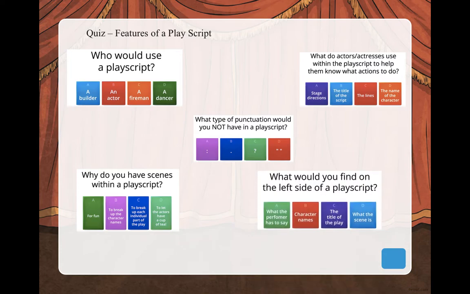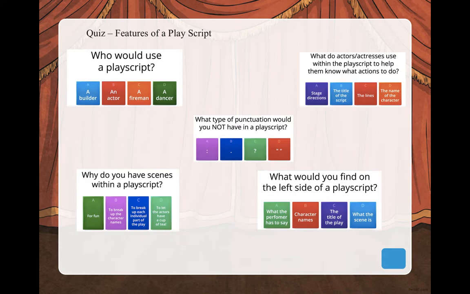And last of all, what would you find on the left side of a play script? Is it A, what the performer has to say, B, character names, C, the title of the play, or D, what the scene is? Let's mark the quiz now. So let's go back to number 1.